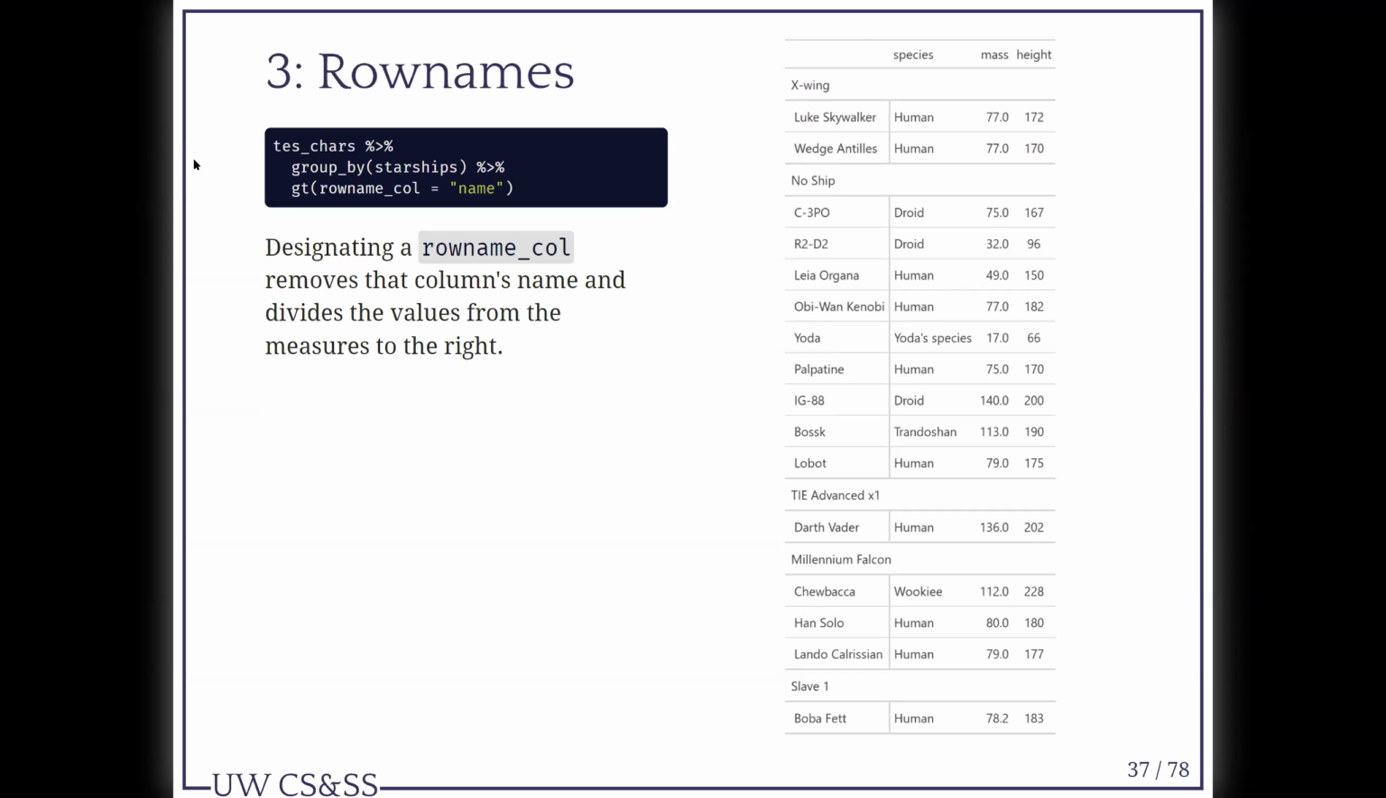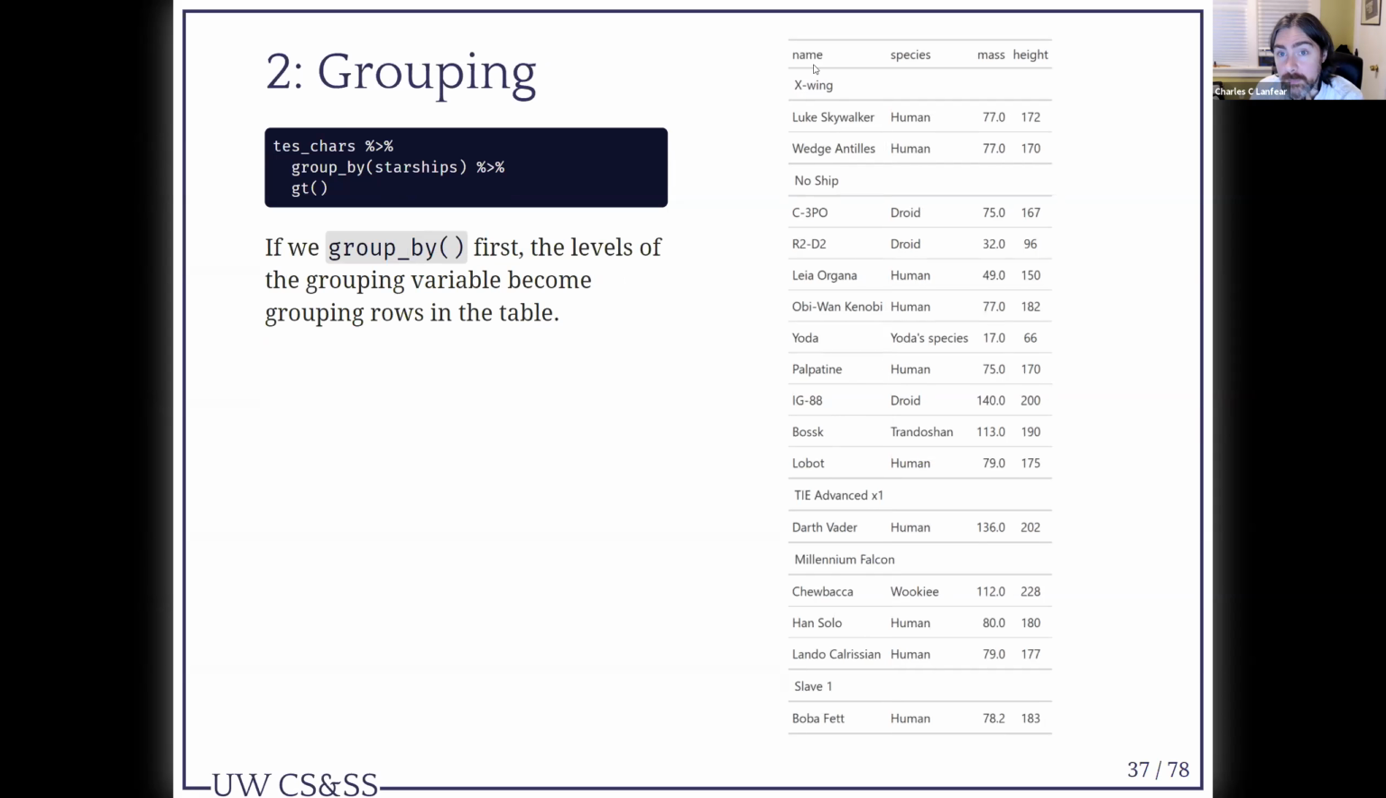It's faint. Okay, so if we have one column in our data frame that is essentially row names for our data, we can specify in GT row name column, in this case, equals the name column. So you saw before the name column.